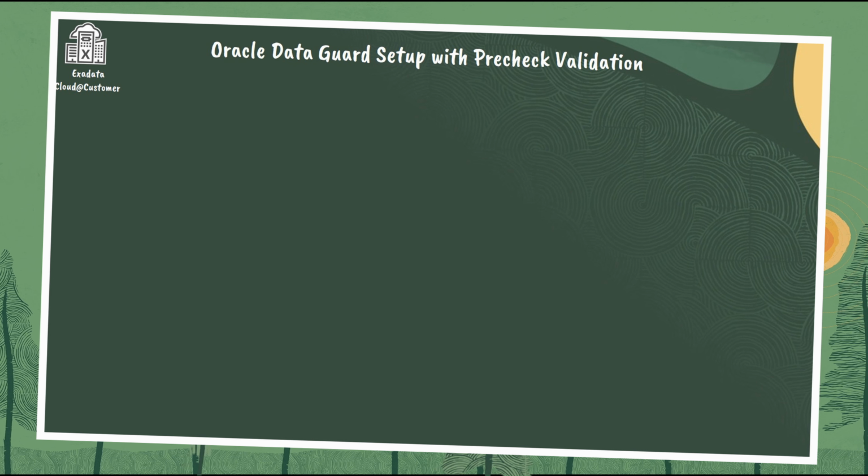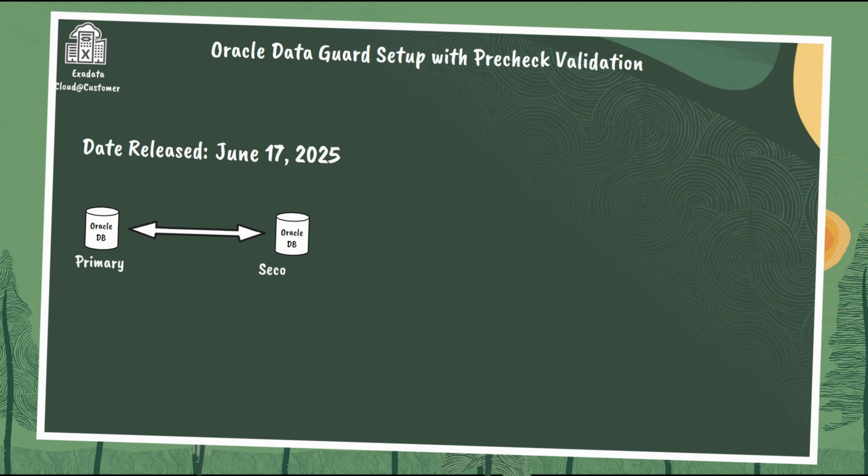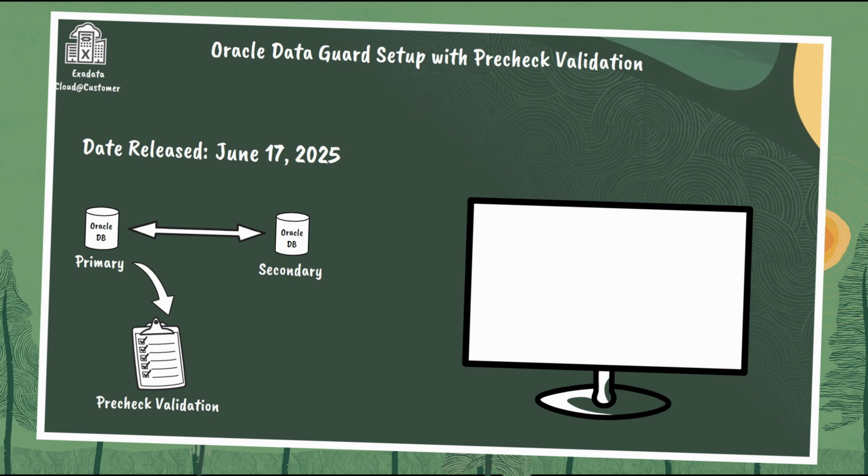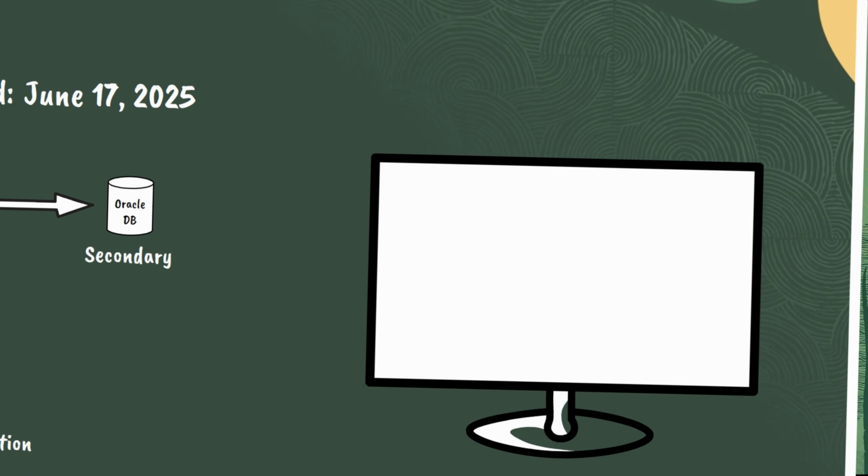This new feature for Exadata Cloud at Customer now enables you to perform a pre-check validation before setting up an Oracle Data Guard standby. This feature was added on June the 17th, 2025. Previously, as part of the Data Guard configuration, the service performed an implicit pre-check. With this enhancement, you can now run an explicit pre-check to identify and address potential issues before proceeding with the Data Guard setup. So let's show how the new feature is used.